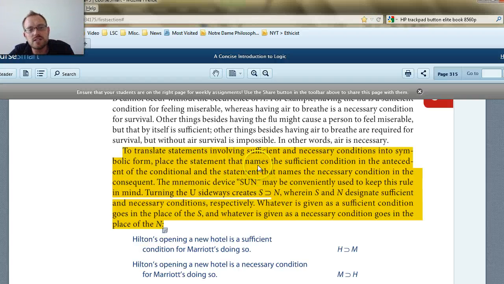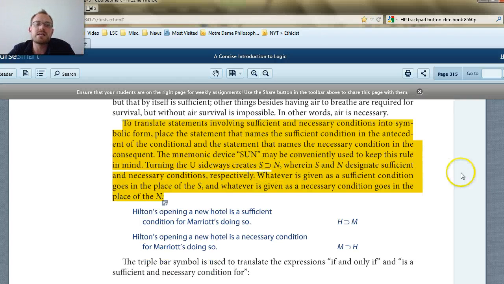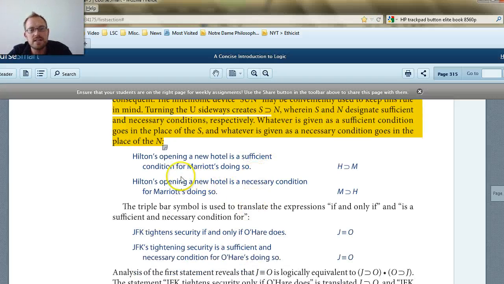So this is really, really important because otherwise you're going to get these things confused, right? Because whatever is given as the sufficient condition goes in the place of the S, and whatever is given as the necessary condition goes in the place of the N. So here are some examples they give. Hilton's opening a new hotel is a sufficient condition for Marriott's doing so. Well, if this is the sufficient condition, then it must go in front. H, if Hilton does it, then Marriott's going to do it.